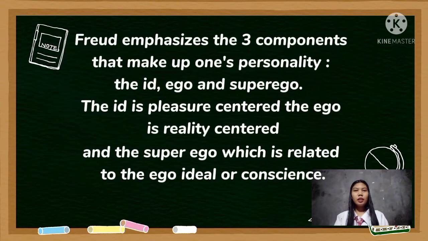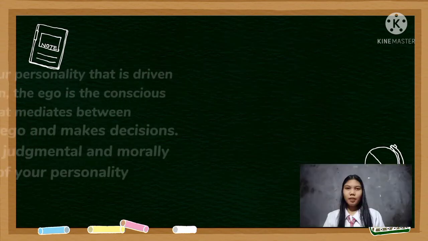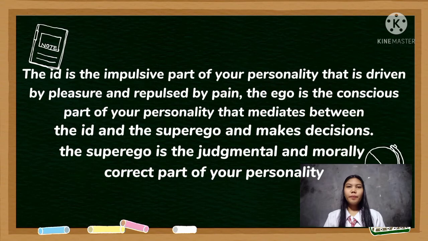Freud emphasizes the 3 components that make up one's personality: the ID, ego, and superego. The ID is pleasure-centered, the ego is reality-centered, and the superego is related to the ego ideal or conscience. So the ID is the impulsive part of your personality that is driven by pleasure and repulsed by pain. The ego is the conscious part of your personality that mediates between the ID and the superego and makes decisions. And the superego is the judgmental and morally correct part of your personality.